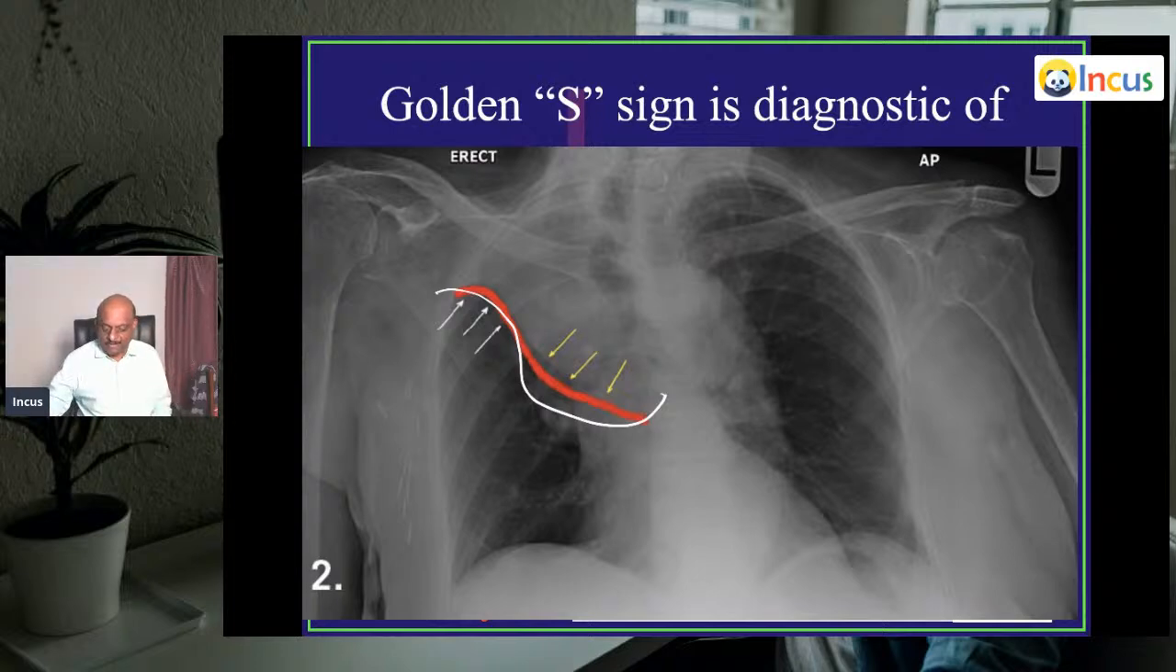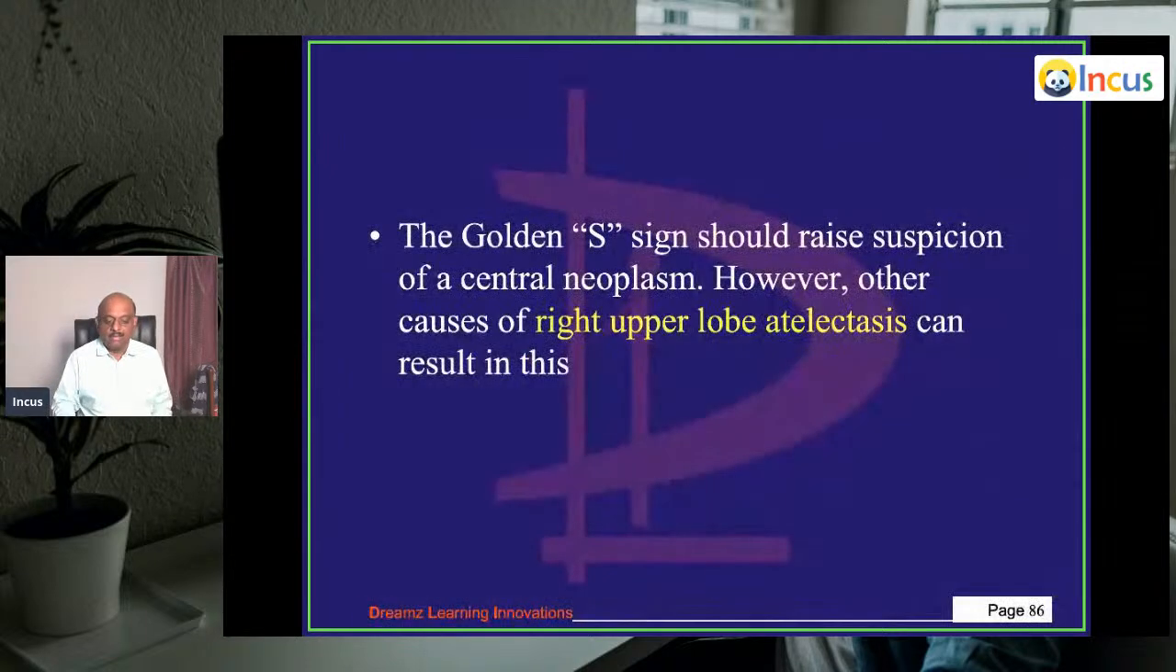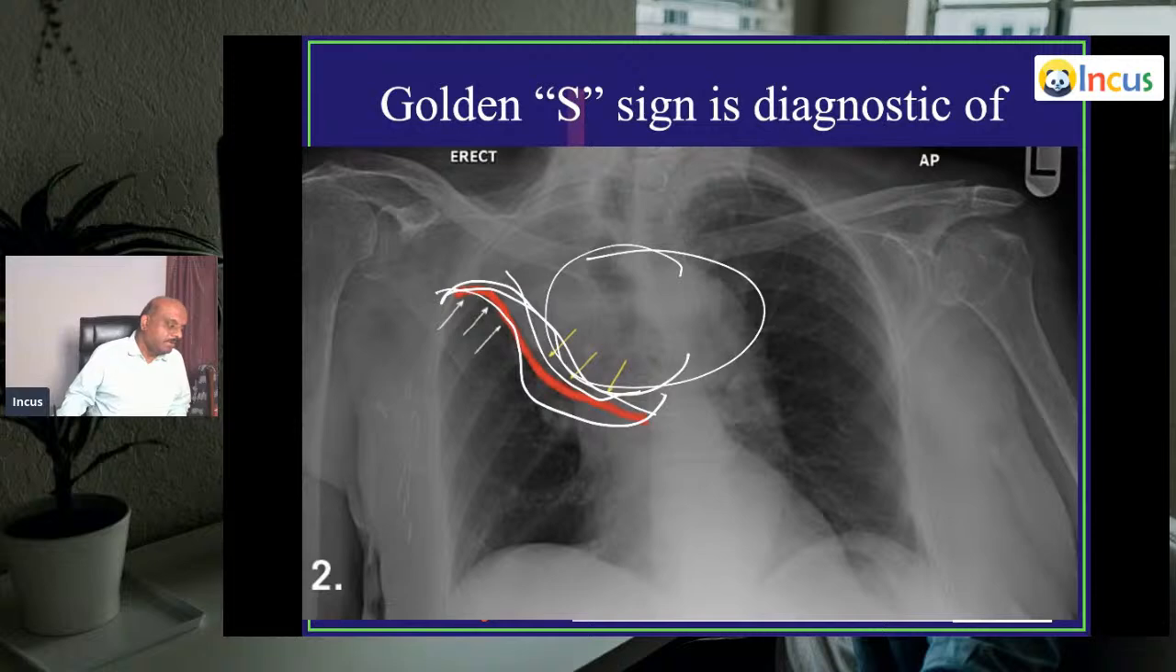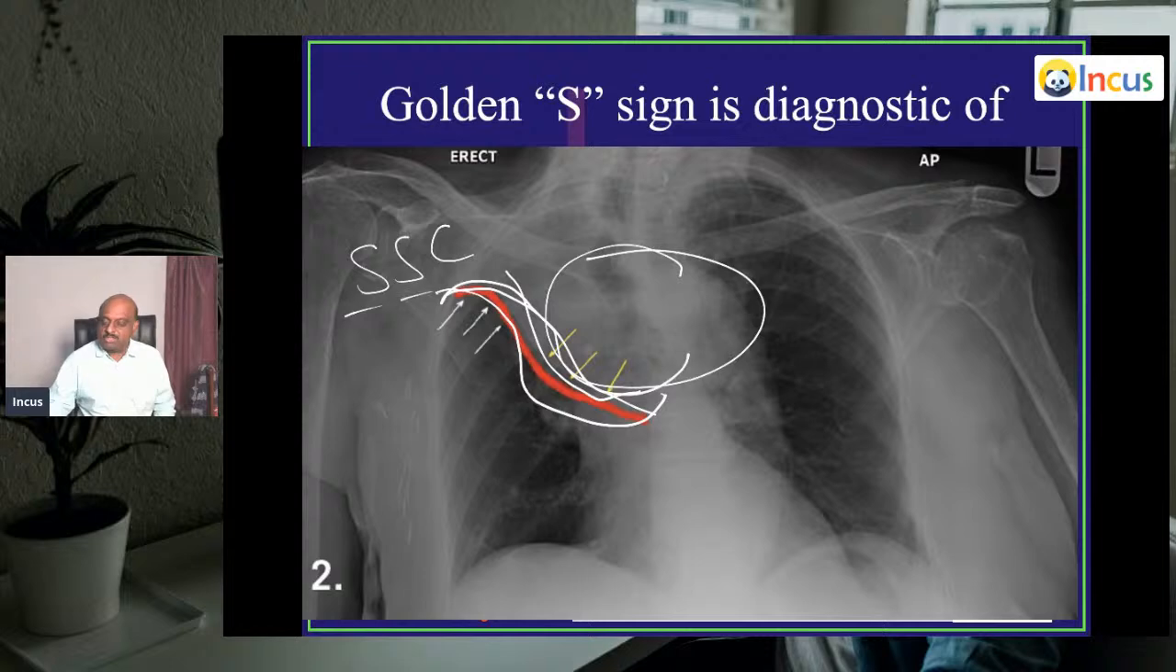What is it diagnostic of? If you are able to find a shadow like this in the S-shaped margin, it should always raise the suspicion of a central neoplasm. What are the two neoplasms of the lung which are central? Yes, squamous, small cell, both of them are central. Adenocarcinoma is peripheral. That's the point you need to appreciate.